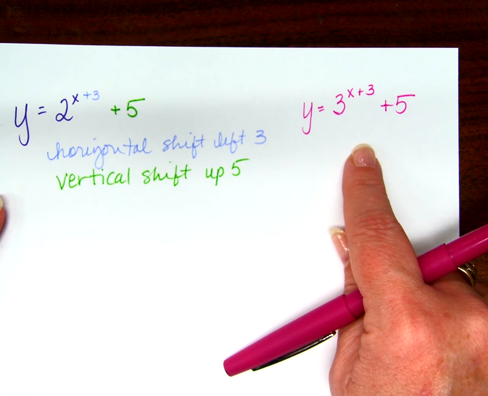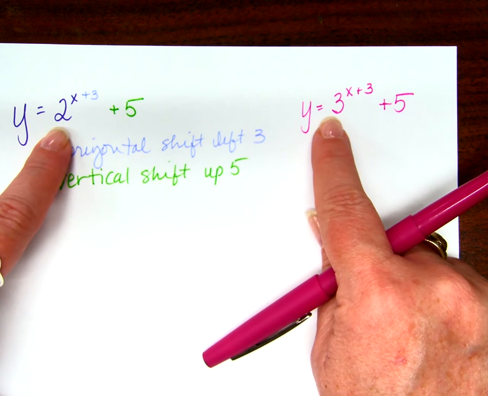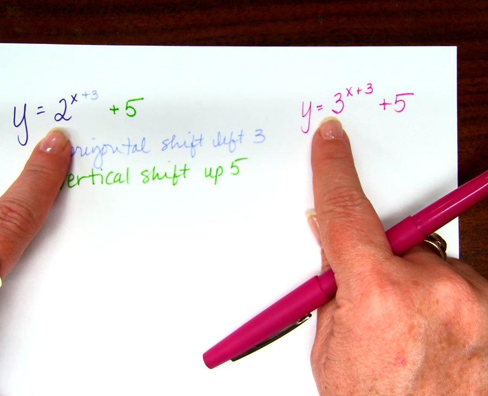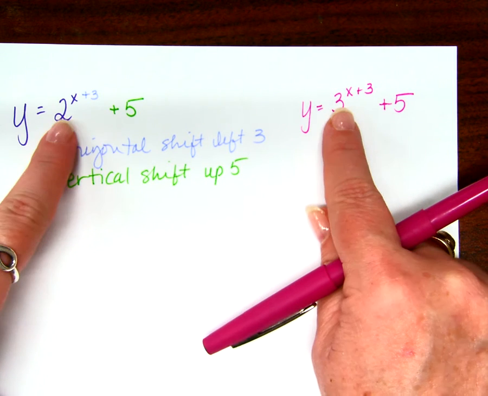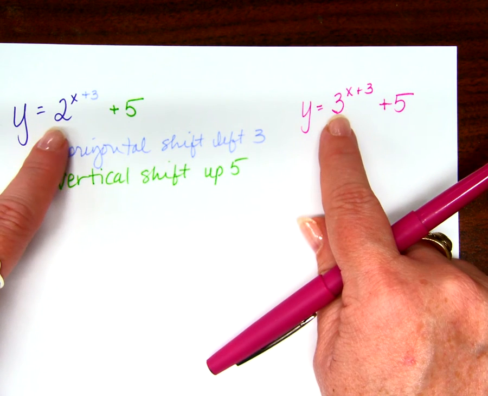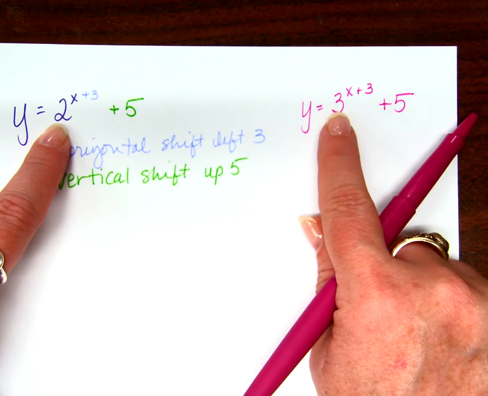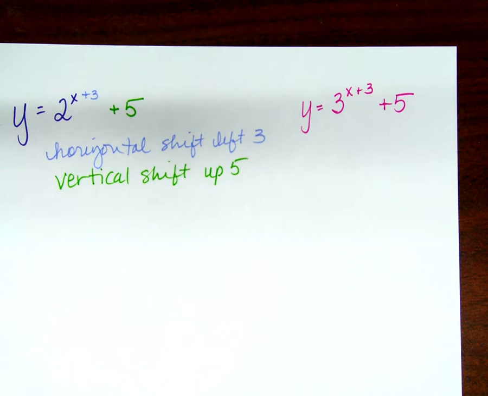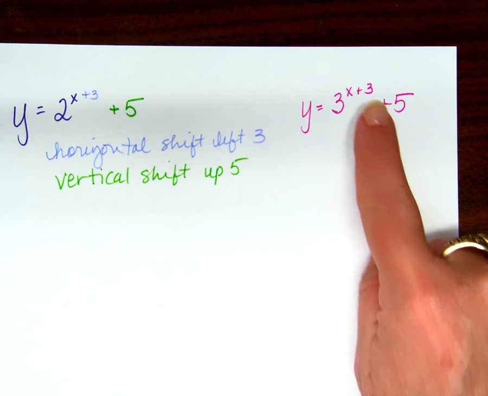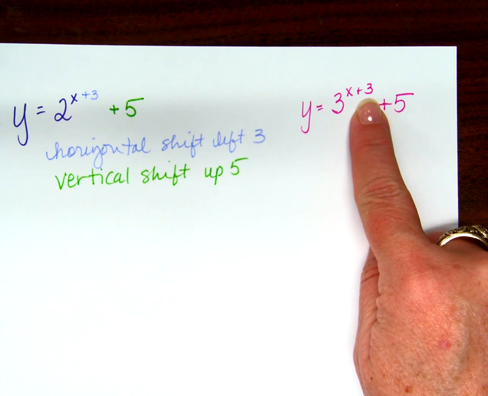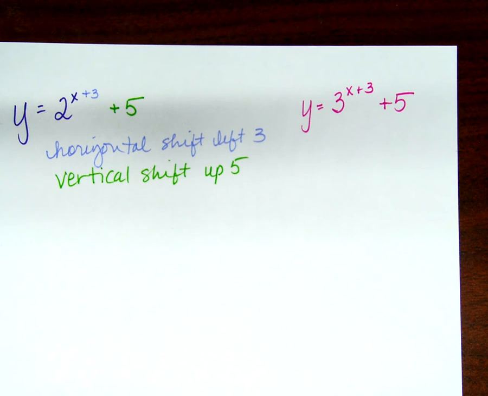But some people think they're different transformational changes because the bases are different. Are they a different transformational change? No, they're the same transformational change. It's just that they started different. This started 2 to the x, this started 3 to the x. But all the transformation rules that you know still apply, which means this is still a horizontal shift left 3 and a vertical shift up 5. Are you okay with that?